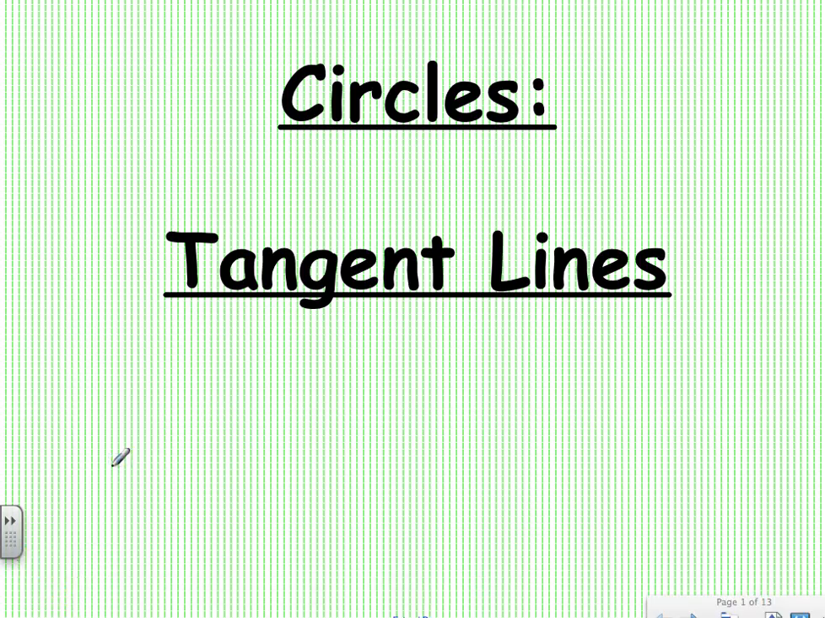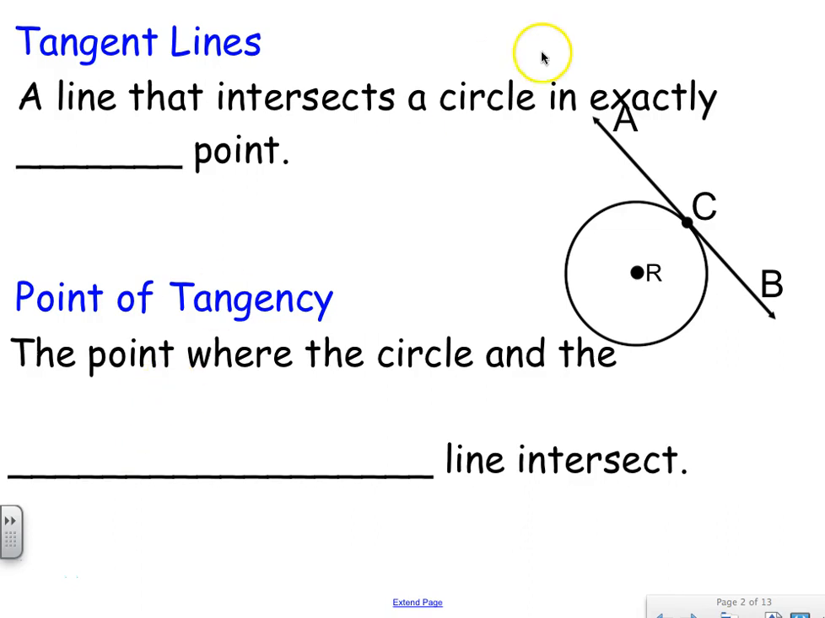Alright, so in this video we're going to dig deeper into circles and talk about tangent lines. So a tangent line is a line that intersects a circle in exactly one point. So looking at this line, how many times does it hit the circle? Once. So it's going to hit it at one point.